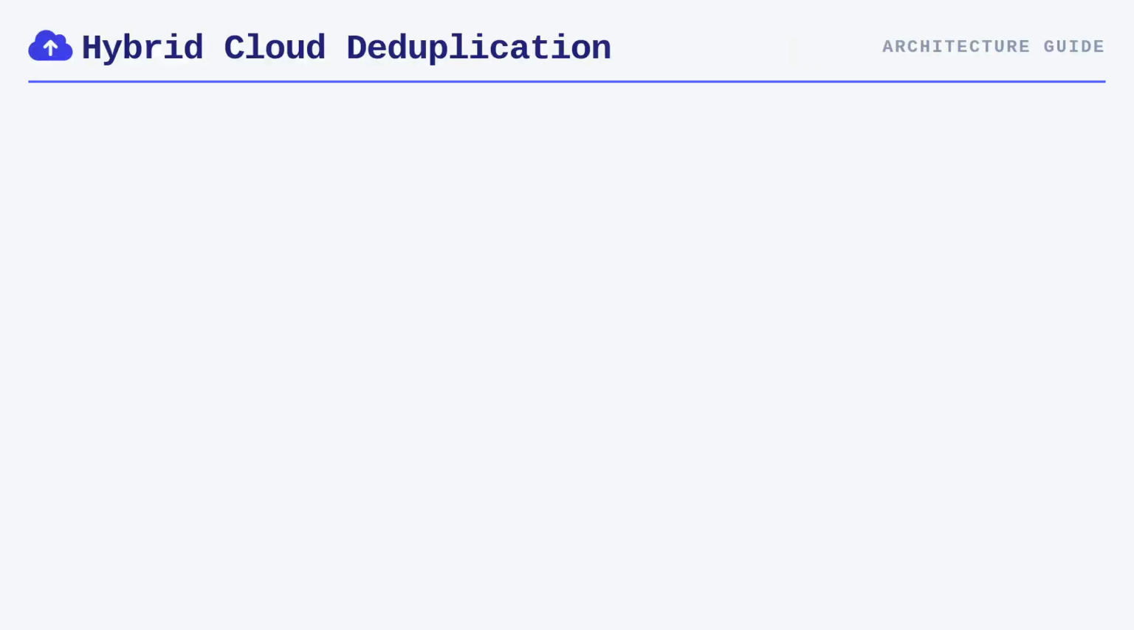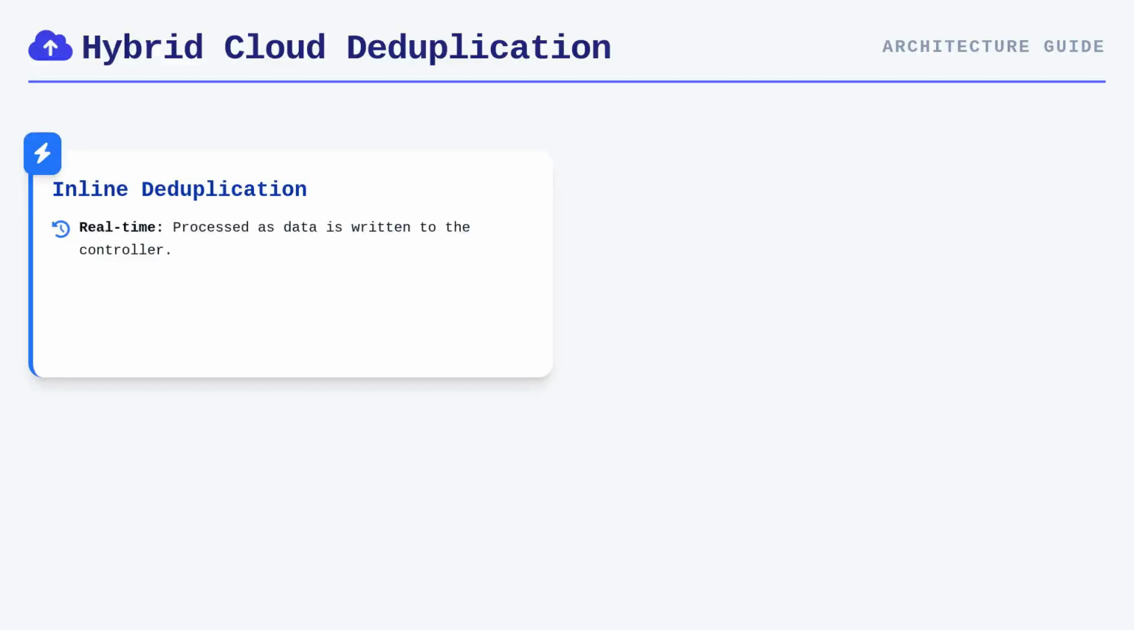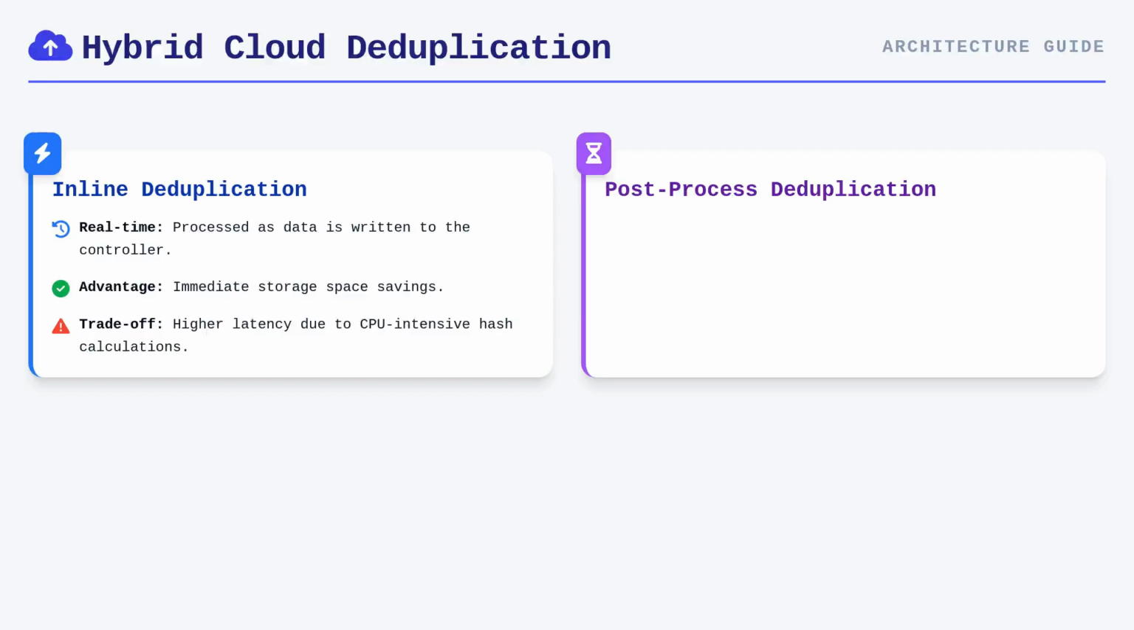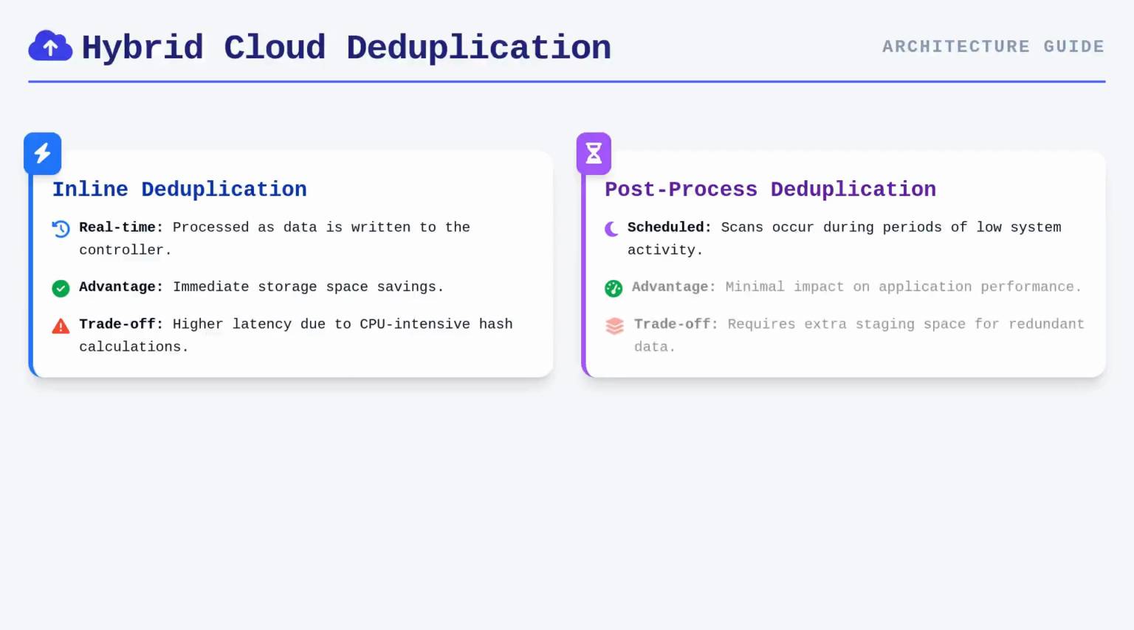In hybrid cloud environments, architectural constraints often dictate where deduplication should occur, specifically distinguishing between inline and post-process implementations. Inline deduplication happens in real time as data is being written to the storage controller, which simplifies the process by ensuring space is saved immediately, but increases latency due to the CPU-intensive hash calculations. Conversely, post-process deduplication stores data in its native form initially and performs the deduplication scan during periods of low system activity.